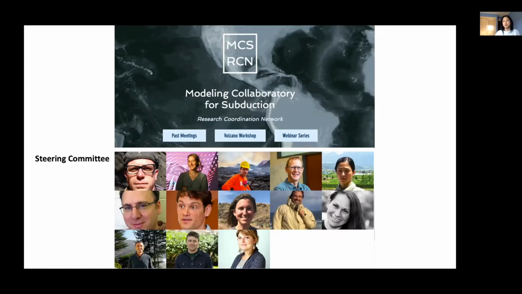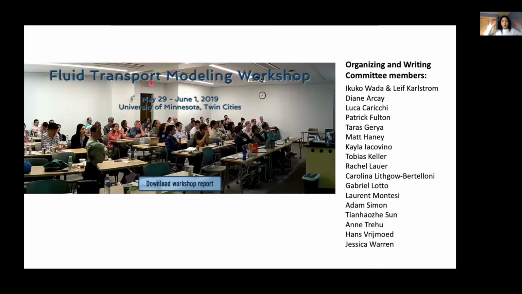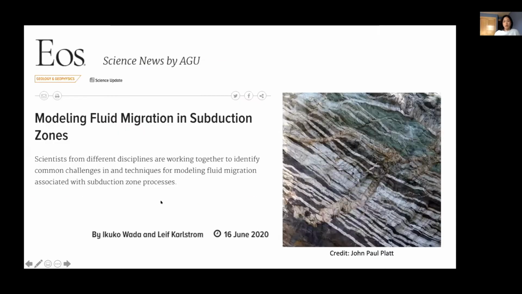The format is to be decided, but it's likely to be a series of mini virtual workshops spread over a couple of months, and hopefully a small in-person meeting. If you're interested, please visit the website. The workshop that we organized happened early summer last year, and it involved a lot of people. We had great members on the organizing committee and the report writing committee. The material I'm presenting is based on the workshop, and also an article that Leif and I wrote for EOS, which focused more on the challenges and opportunities in modeling fluid migration.